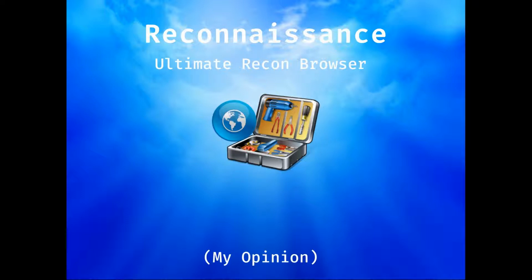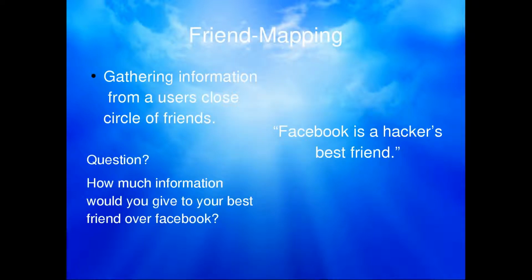So moving on here, I want to get into a specific category of reconnaissance. It's called friend mapping. What friend mapping is, all you do is gather information from the user's close circle of friends. If it's Facebook, Twitter, LinkedIn, who are the target's close friends? Writing their usernames down or pasting them into a notepad, keeping them there, might make this process a lot easier because you could do so much with friends on Facebook, for example.